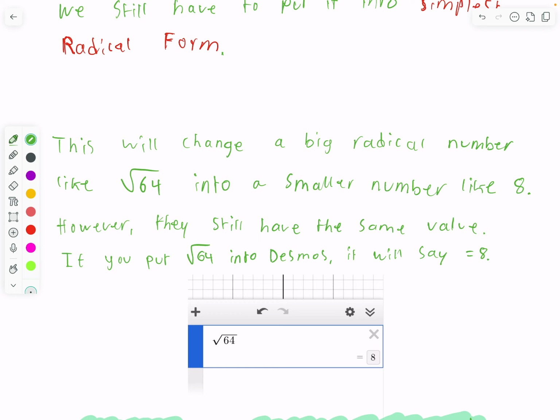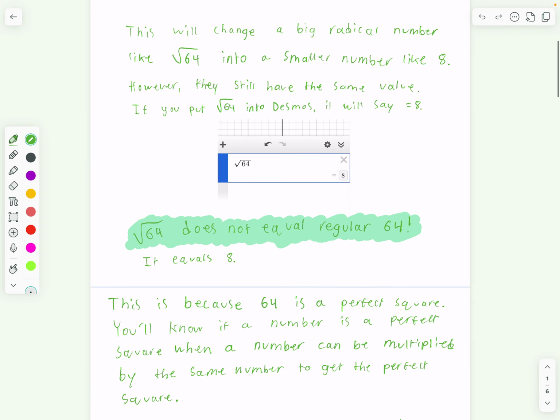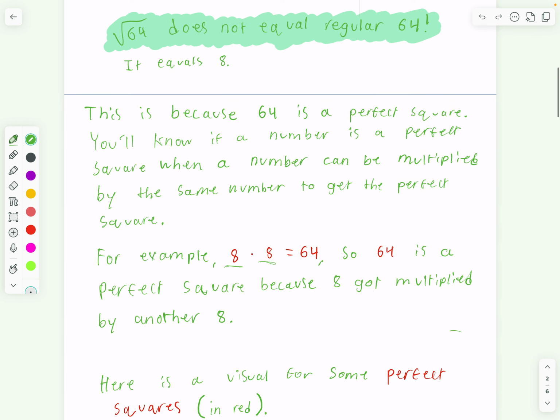So if you put rad 64 into Desmos, it's going to give you back equals 8. So rad 64 is not the same as regular 64. Just remember that because it has that radical symbol. This is because 64 is a perfect square. That's why it's giving you 8.